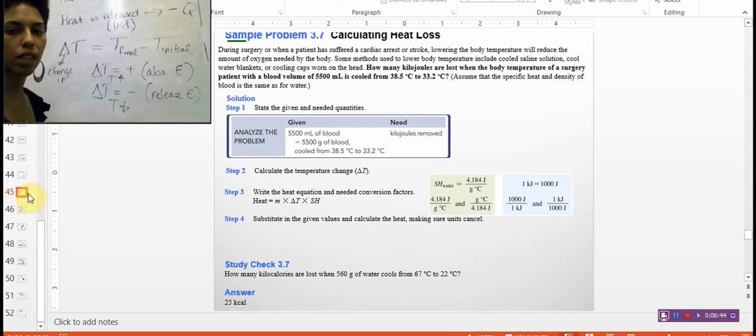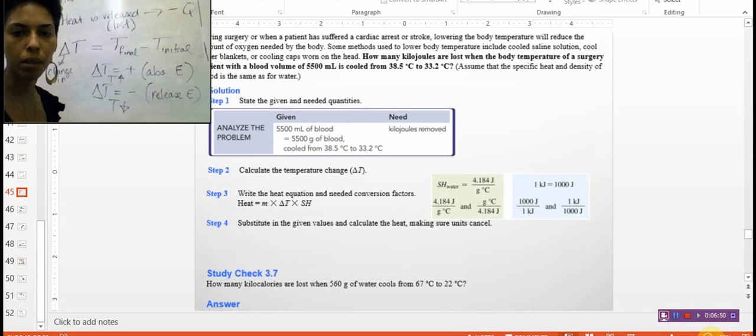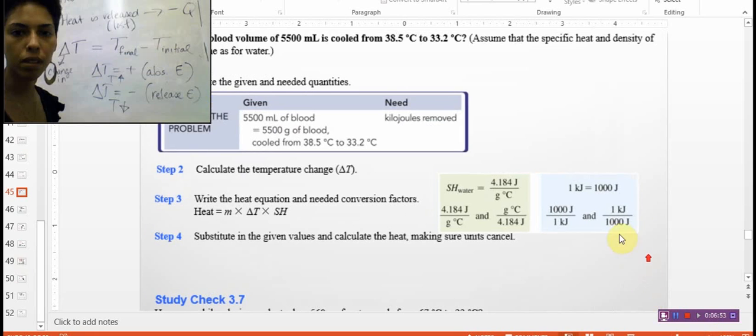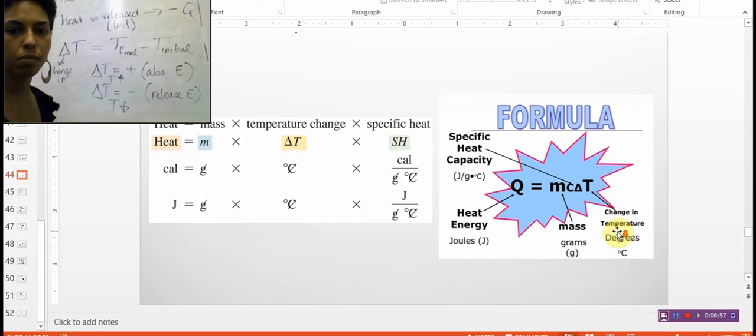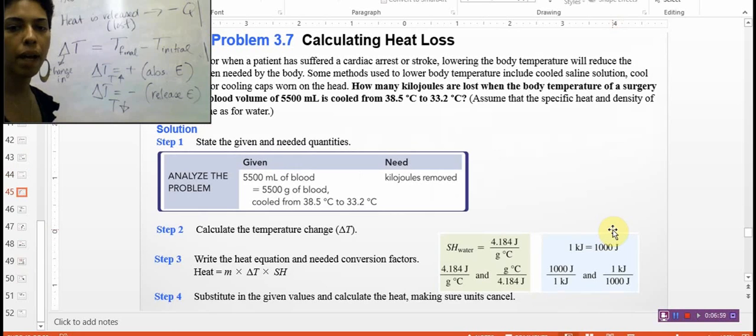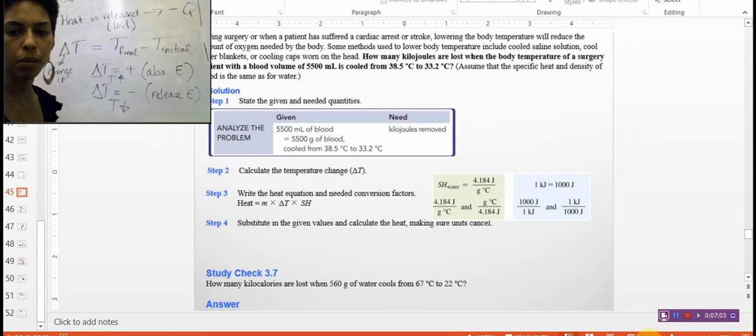So let's take a look at an example. This example says that, let's increase this a little bit. I'll reduce it a little bit so that we can see it.